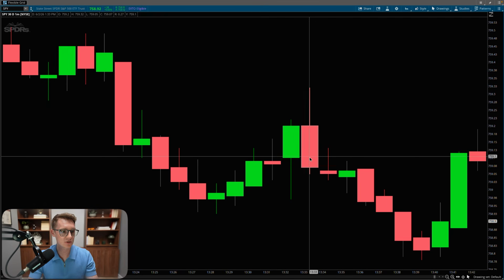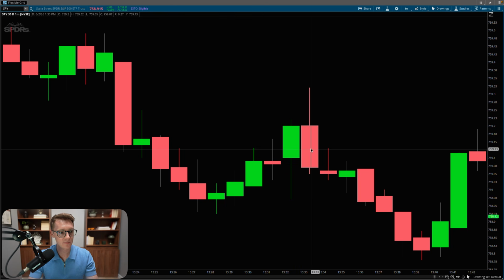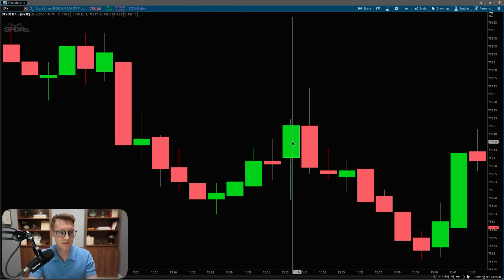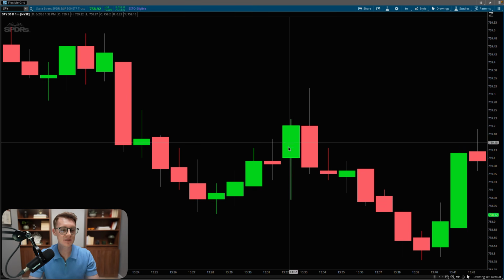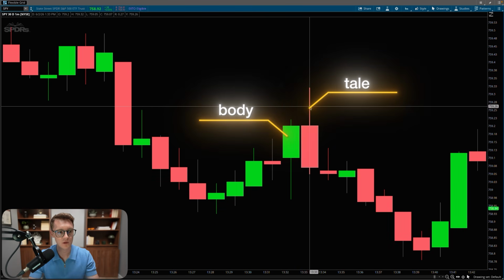So we understand that during this 1 minute, price ended up closing higher. During this 1 minute, price ended up closing that 1 minute candle lower. But during that 1 minute, we can see the movement of that stock and what has happened by looking at these wicks, or you might have heard them be referred to as tails. And this is what is referred to as the body. So we will have the body of the candle and we will have the tail or the wick of the candle.